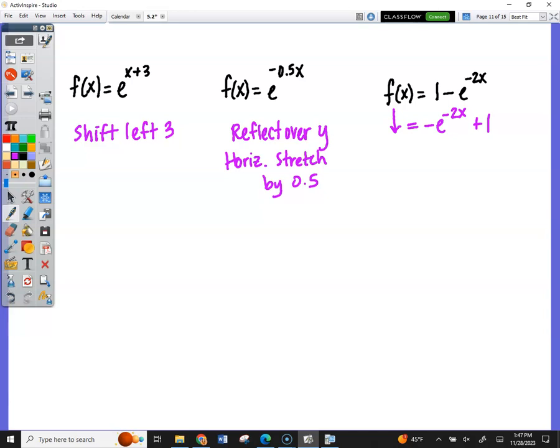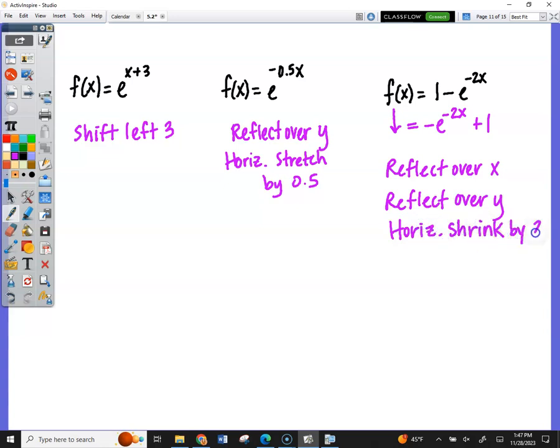The negative in the front means what? Reflect over the x-axis. We already know the negative with the x means reflect over the y. The 2 implies a stretch. It's actually a shrink. So it's a horizontal shrink by 2. And then what's the 1 on the end? It's going to shift up 1. So there's a lot going on there.